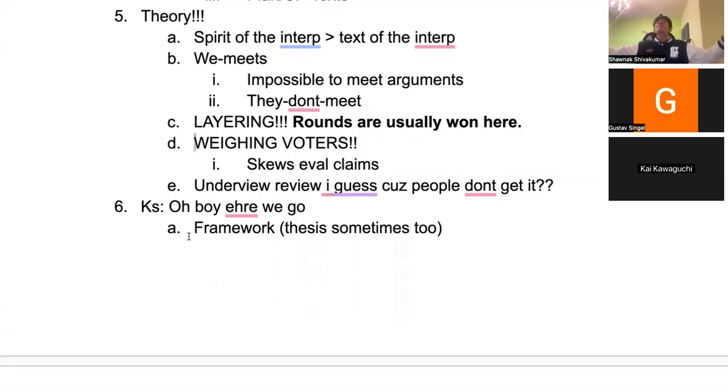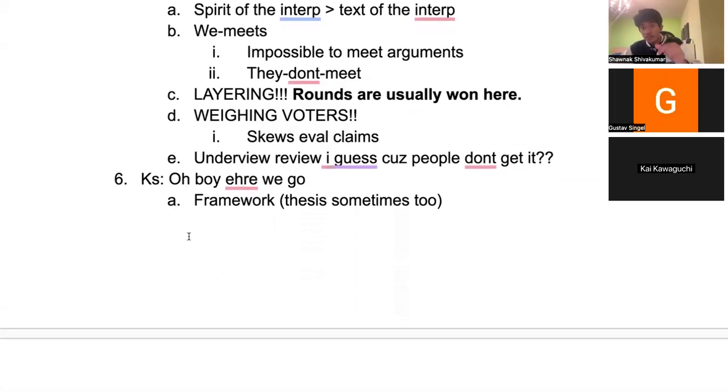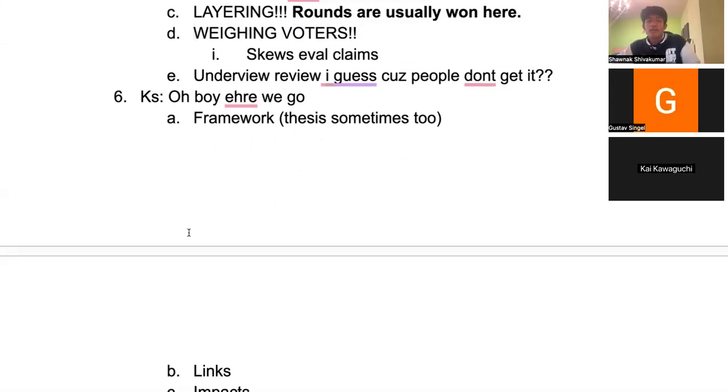Obviously there's like 10 billion arguments for fairness and education. Just respond line by line. Make sure that your voter is outweighing their voter, and always be clean. Always collapse to one primary voter, and if you want to, a secondary voter. Okay.